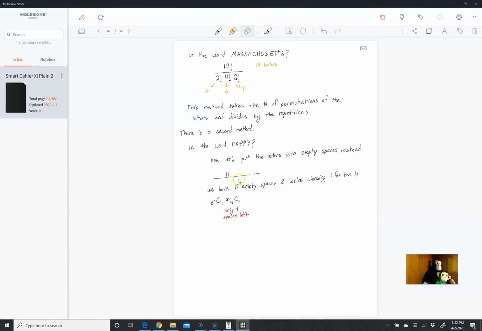So now we have 4 of these to put the A into, but if we put the H over here, we would have 4 of these to put the A into. So we have 4 spaces left. We're choosing one of them for the A. Okay, how many are left now? Let's just say the A goes here. Well, now we have 3 spaces left. And we're putting in the P's. Well, there are 2 P's. So we're choosing 2 spaces for the P's. 3 spaces left. We have to choose 2 of them.